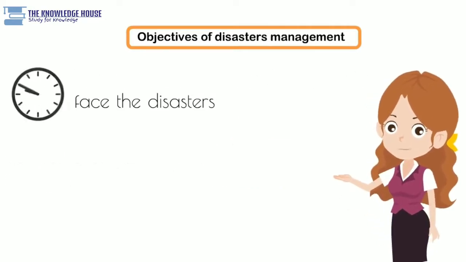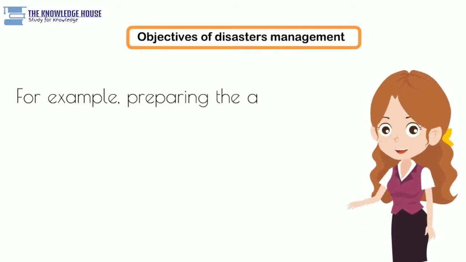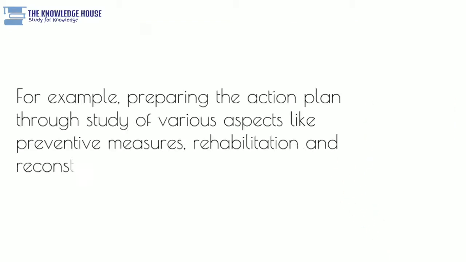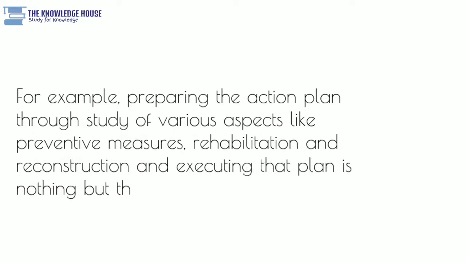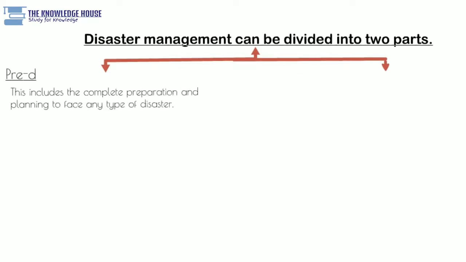For example, preparing the action plan through study of various aspects like preventive measures, rehabilitation and reconstruction, and executing that plan is nothing but the management of disaster. Disaster management can be divided into two parts. Pre-disaster management. This includes the complete preparation and planning to face any type of disaster.